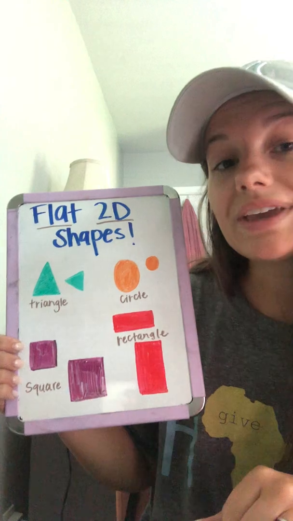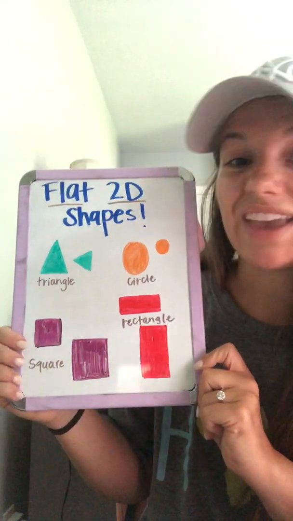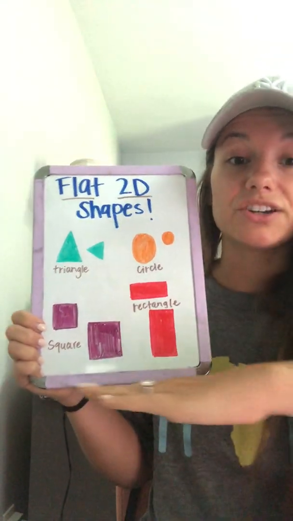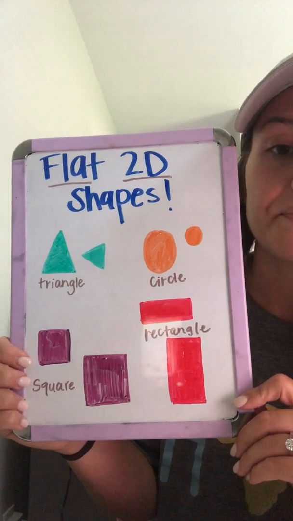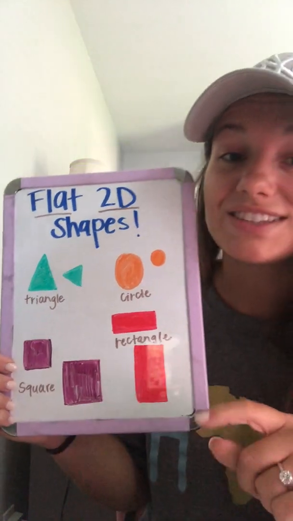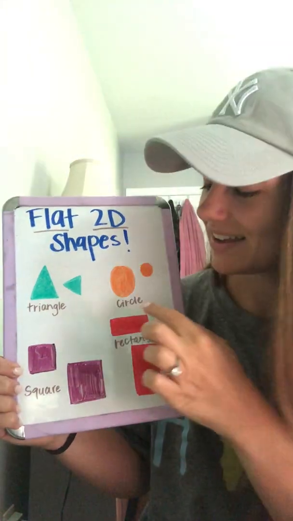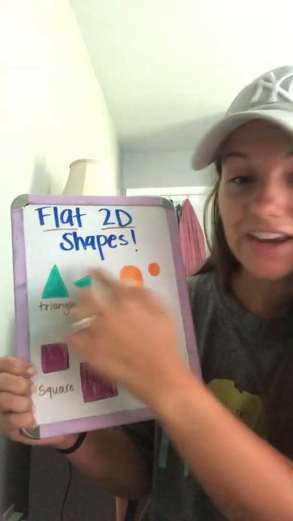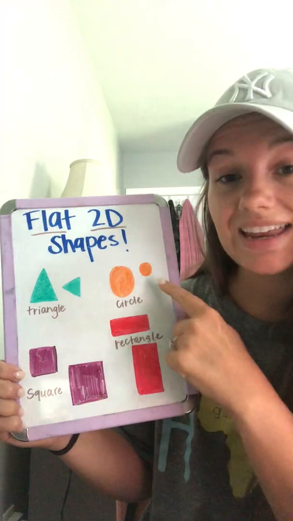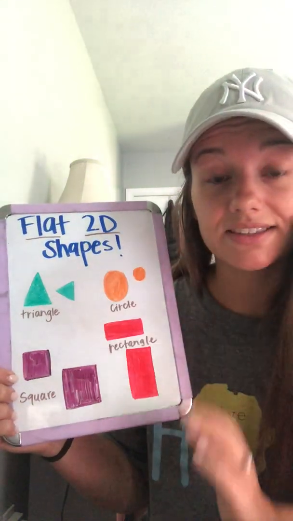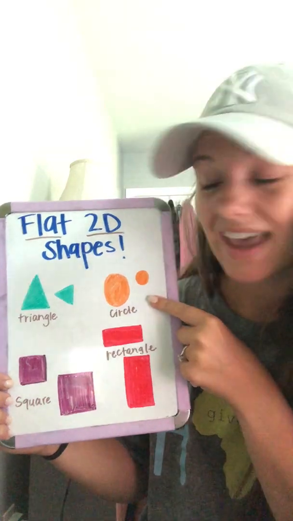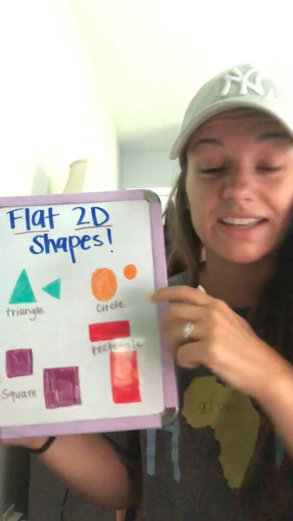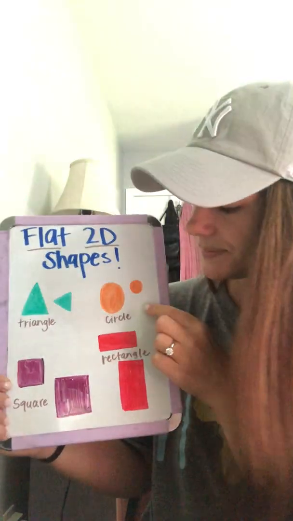Now, who can name the shape that doesn't have any sides? Remember, sides are straight lines. Which shape doesn't have any straight lines? If you said circle, give yourself a pat on the back. A circle is different than these shapes because it is made with curved lines. Circles don't have any sides. They have 0 sides, and they're made with curved lines, not straight lines.